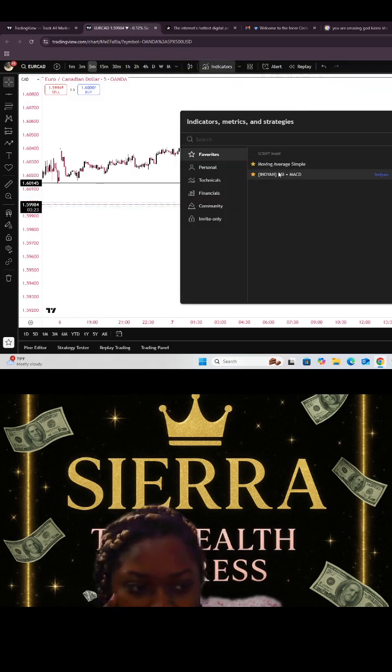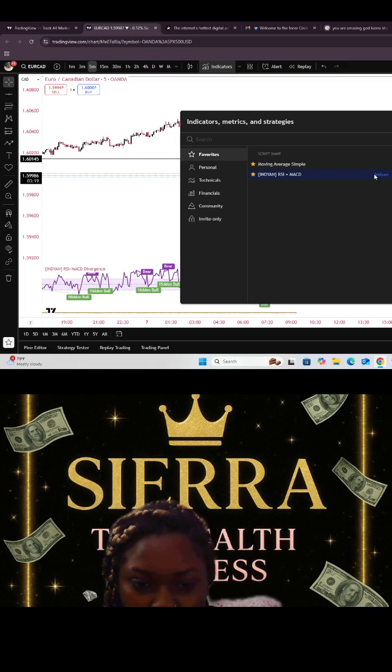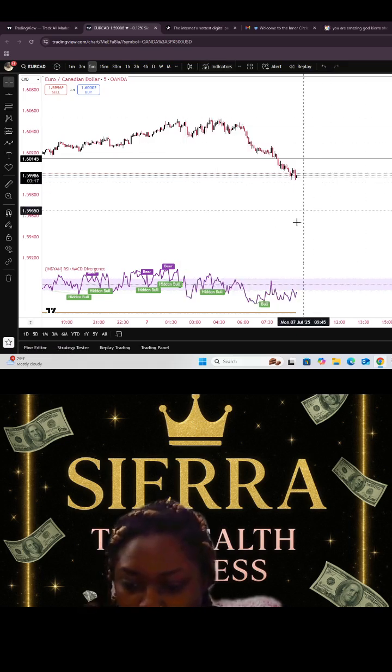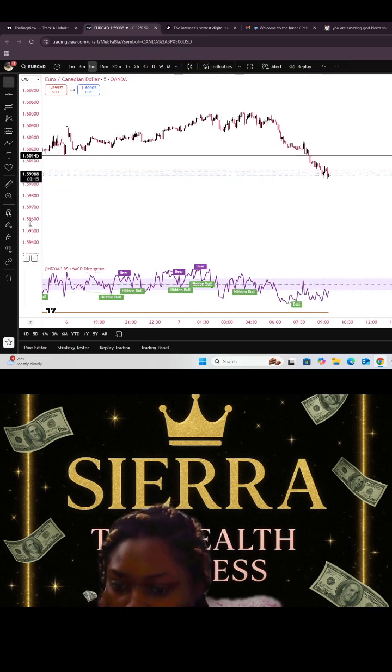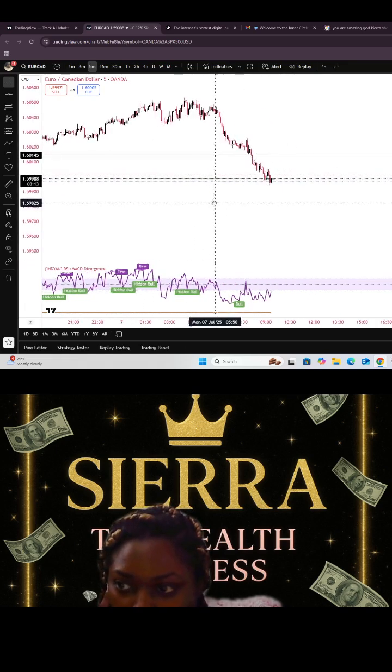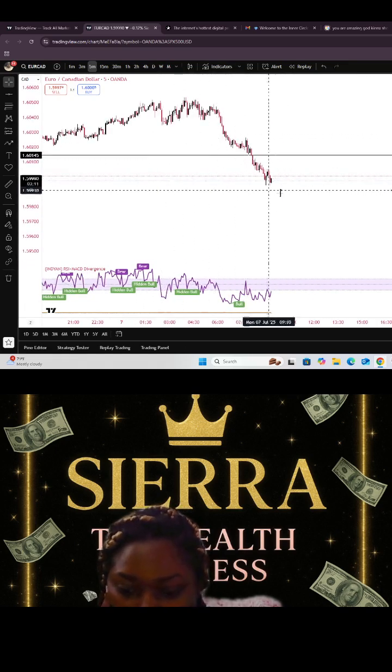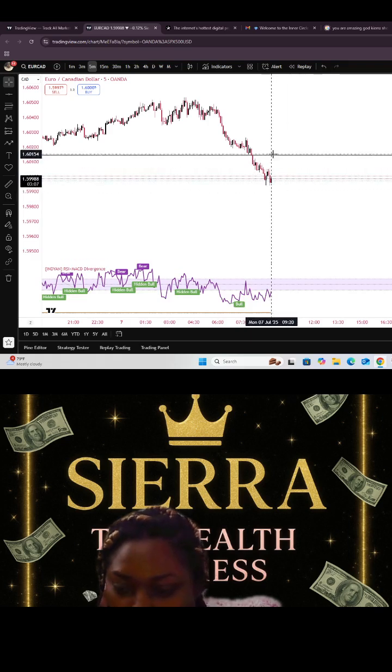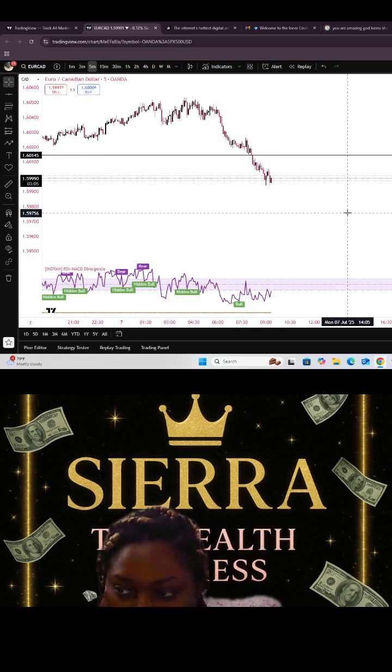I'm going to put my indicator up. The only one that I use is the RSI MACD, this one created by Indian. And I don't change any of his settings, okay? So I'm here on the 5-minute. I know I want to see price pull back some so that we can get in and sell EuroCAD.